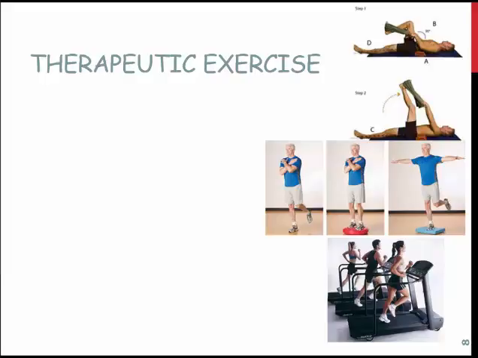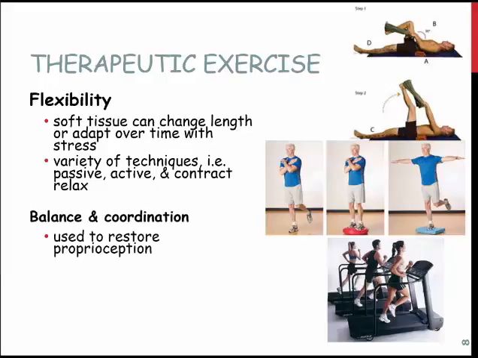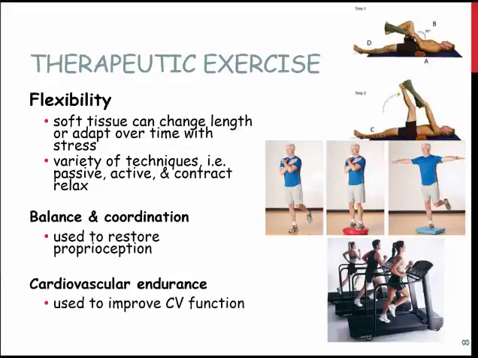Now let's look at three remaining categories of therapeutic exercise. They include flexibility, balance and coordination, and cardiovascular endurance. Let's look at flexibility. The goal of flexibility exercises is to increase range of motion. Conditions causing decreased flexibility, such as those which occur with prolonged immobilization or trauma, require attention. Soft tissue can change length or adapt over time with stress, and there are a variety of techniques used to improve flexibility. In the top slide, you see an individual stretching their hamstring muscles.